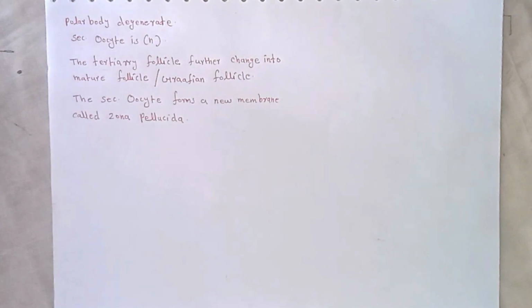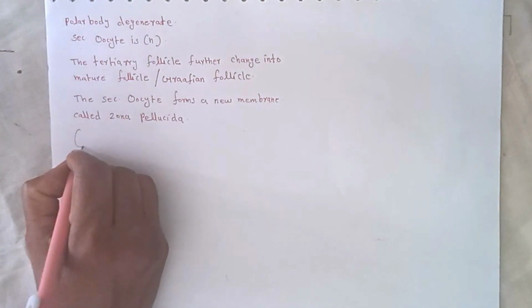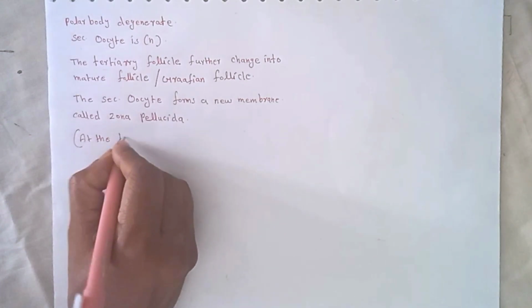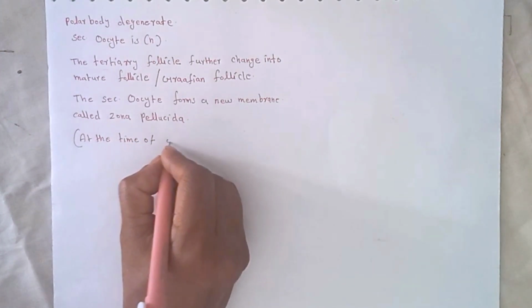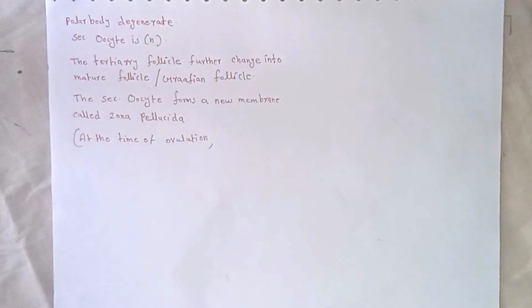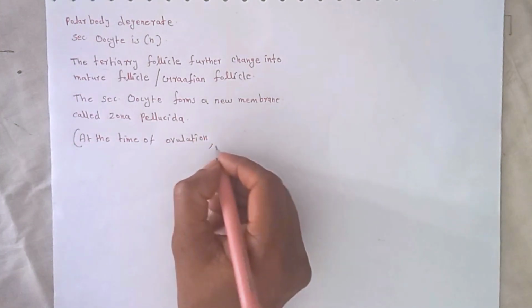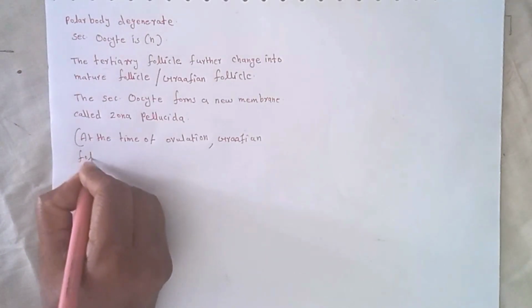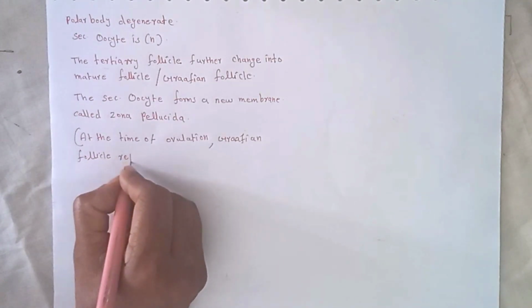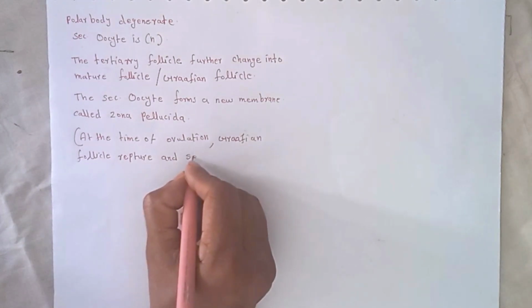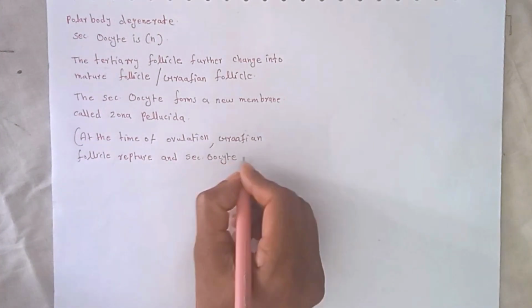At the time of ovulation, that is the stage of puberty, the Graafian follicle ruptures and releases the secondary oocyte. The follicle is the covering, and the follicle ruptures.